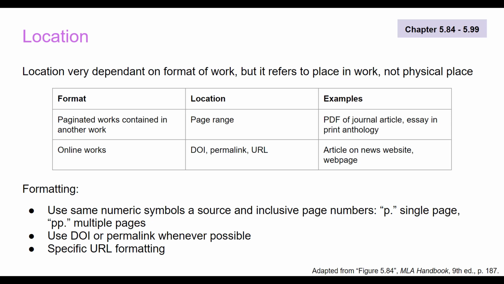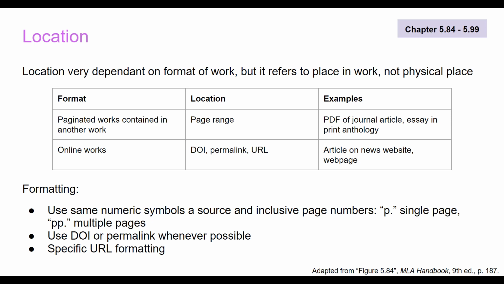For formatting, you're using Arabic numerals or numeric symbols, or if they are Roman numerals, or have an A1 through A3, for example, you're going to follow whatever the source has, and you're going to try to be inclusive with those page numbers. So it's going to be 1 through 7, or if there are some other formatting things, again, check the manual. And you are going to include p. for a single page, or pp. if it goes over multiple pages, okay?